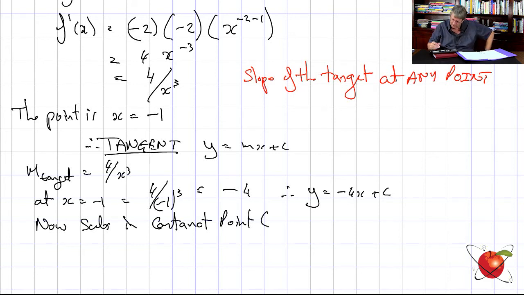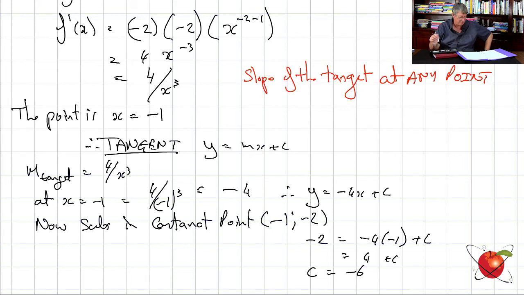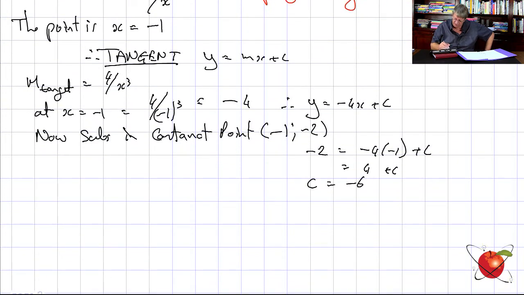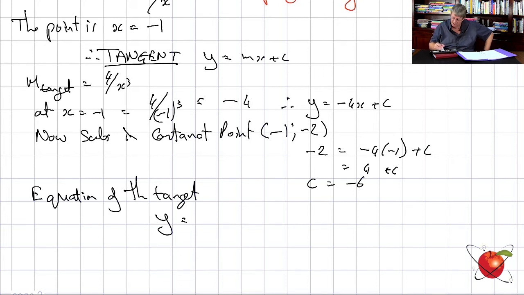So we substitute the contact point, and the contact point is, let me just refresh, minus 1, minus 2. Therefore we say minus 2 must be equal to minus 4 times minus 1 plus c. That is going to be 4 plus c. Therefore, c is minus 6. And then we have our tangent. The equation of the tangent, that's what they're going to ask, is y is equal to minus 4x minus 6.